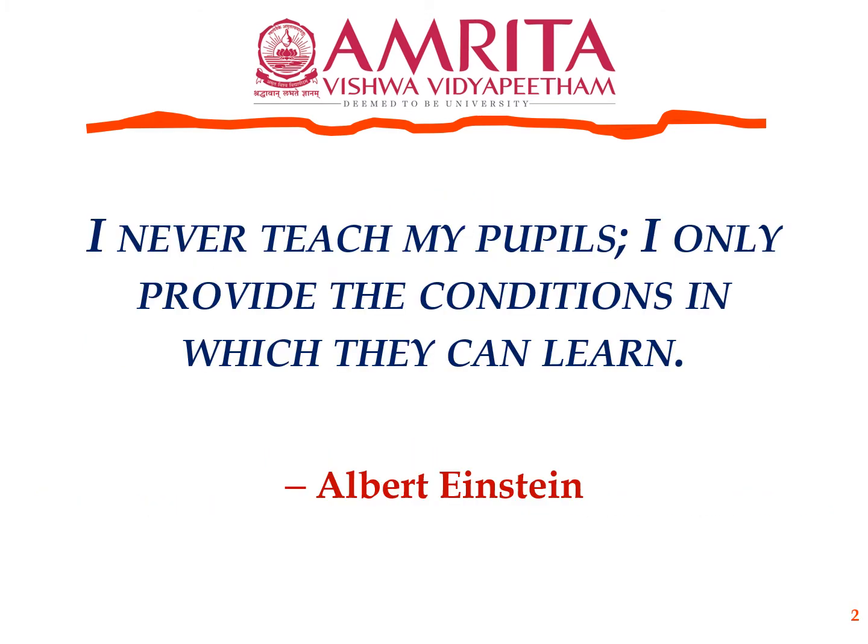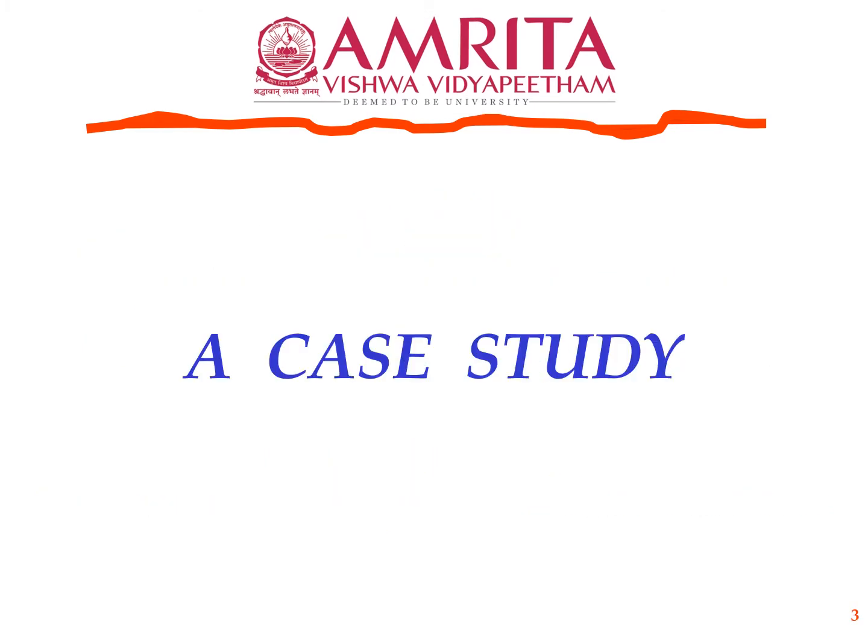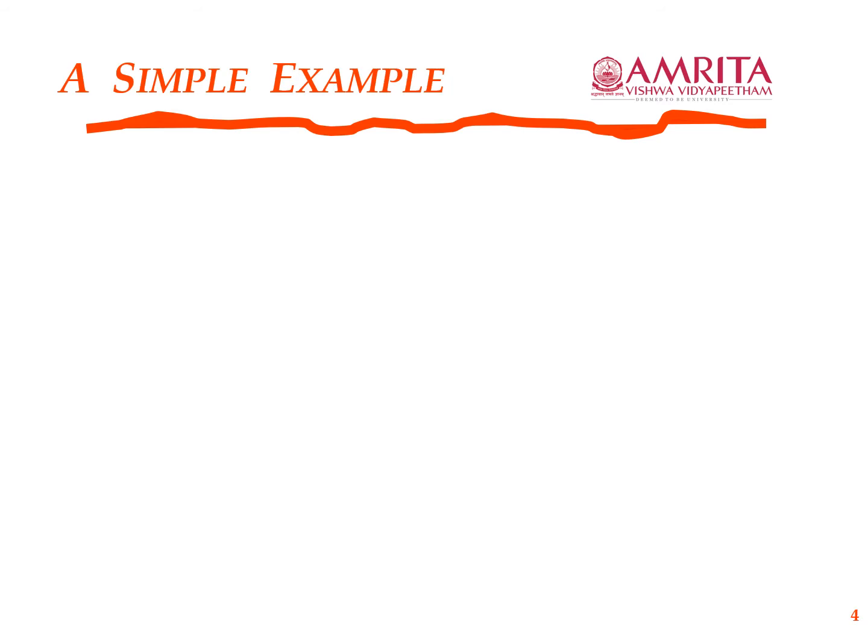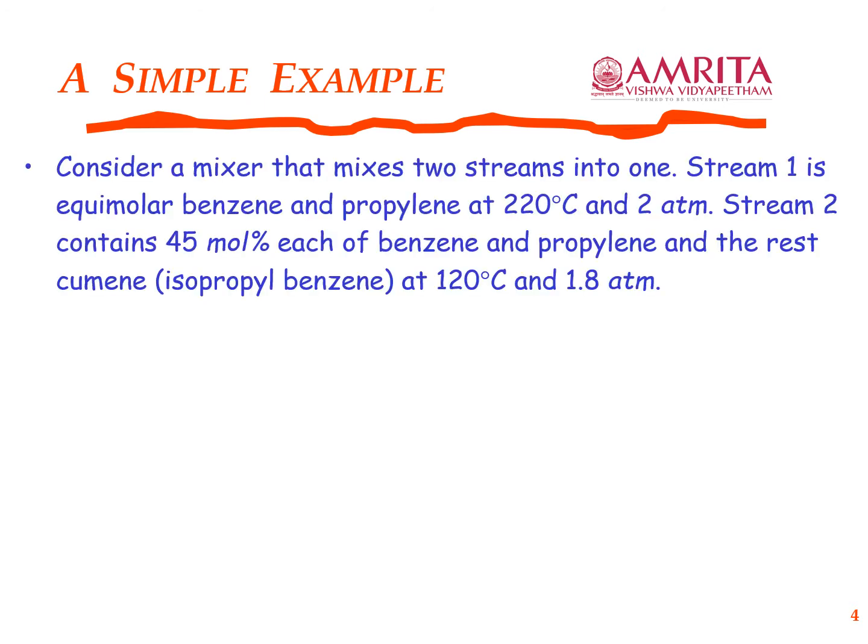So without much delay, we will get started. A case study, and here is a very simple example. This is a very simplistic presentation of what would be a chemical industry. And we start with one unit in a chemical industry. We start with a mixer. Consider a mixer which mixes two streams into one.